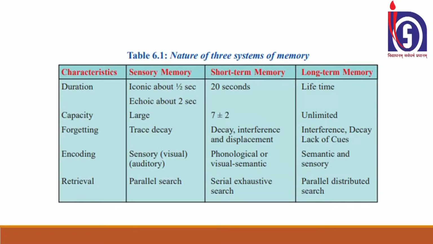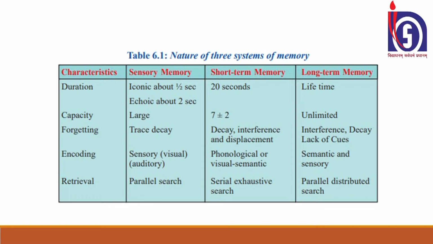Next, this is a comparison of the different memory systems which we were talking of. So here, first we talk of the characteristics of sensory memory. The first characteristic is duration. In terms of sensory memory, the duration is very less. Iconic memory is only half a second, and echoic memory is about 2 seconds.